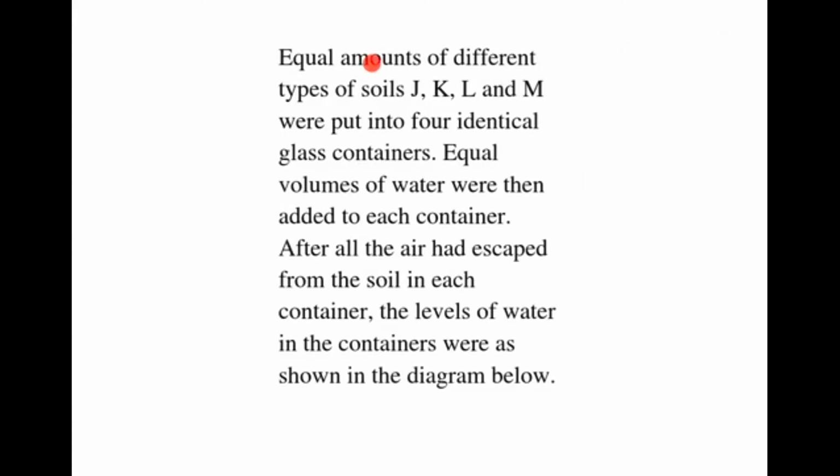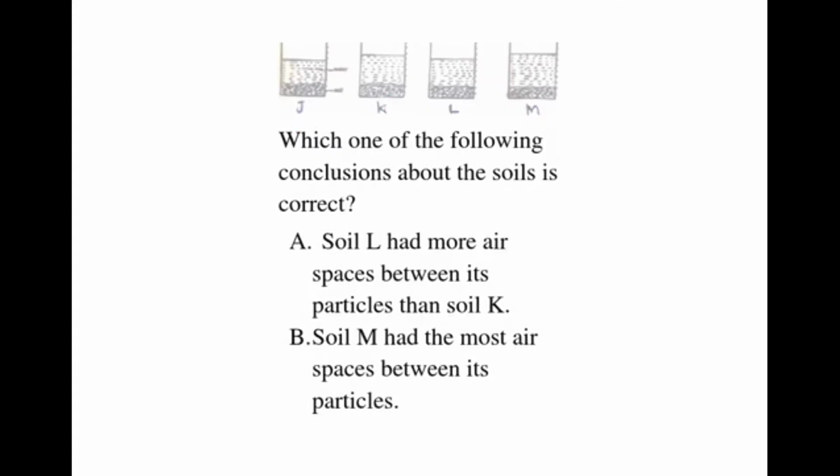Equal amounts of different types of soil J, K, L, and M were put into 4 identical glass containers. Equal volumes of water were then added to each container. After all the air had escaped from the soil in each container, the levels of water in the containers were as shown in the diagram below. J, K, L, and M. Which one of the following conclusions about the soils is correct?